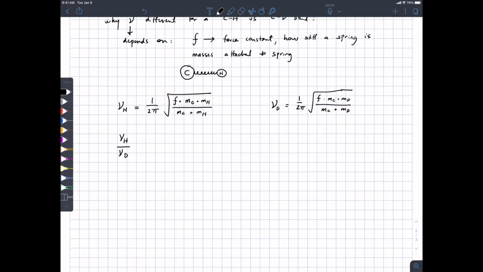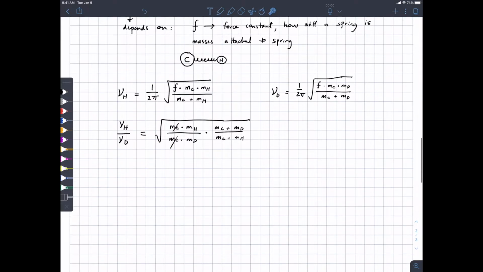Okay? So if you divide these numbers by each other, we won't do the algebra, but the constants cancel out. And you end up with, let's see, mass of carbon times mass of hydrogen divided by mass of carbon times mass of deuterium, right? Times mass of carbon plus mass of deuterium divided by mass of carbon plus mass of hydrogen. Okay, and of course, masses of carbon cancel each other out.